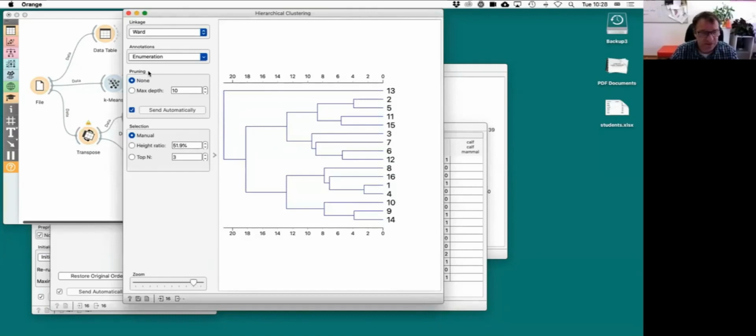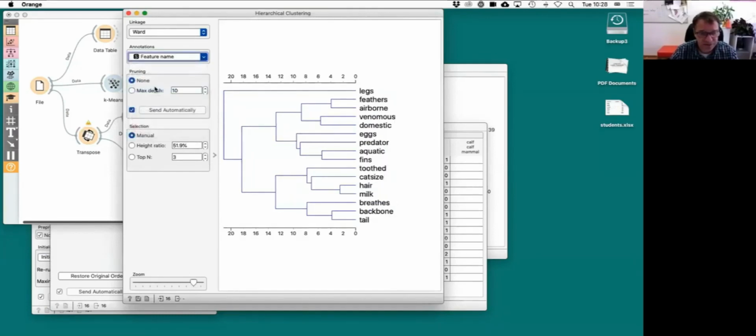Enumeration would be instead the feature name, right? I don't know if this helps, but here I find out that hair and milk are correlated, right? And the cat size and the teeth are also. And then fins, whether you have fins or you're aquatic, is also correlated, and so on. Whether you breathe and have a backbone and tail is also correlated in some way.